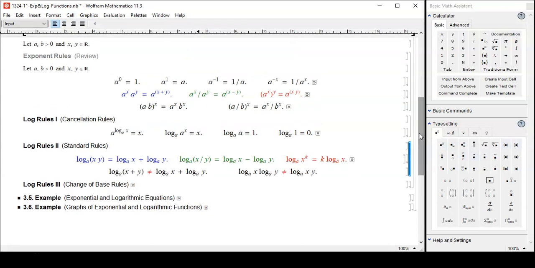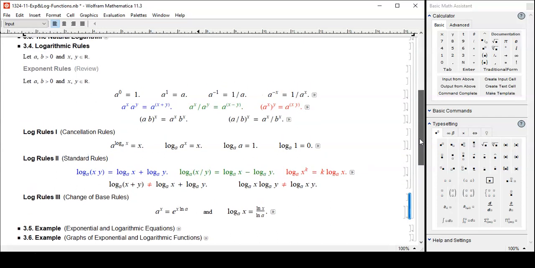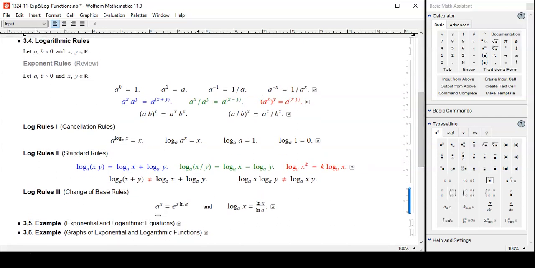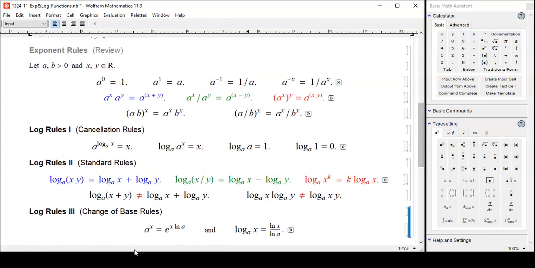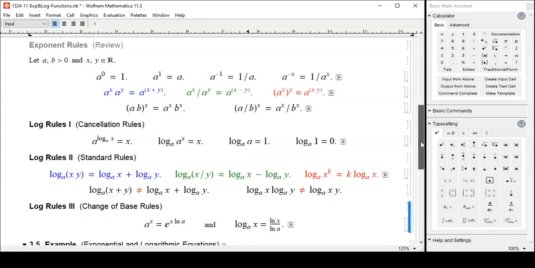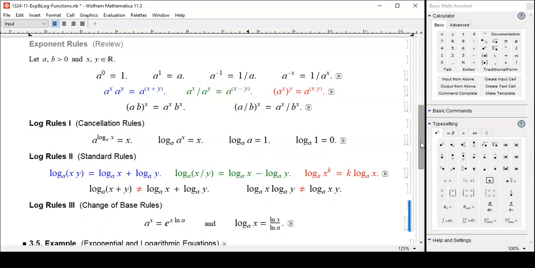Okay, the final log rule is the change of base rule and goes like this. Any arbitrary base a to the x power can be converted into natural exponential like this. There are so many exponents, so a bigger font is in order. Okay, that's better. e to the x log of a. And log base a of x can be rewritten as natural log of x over natural log of a. So you can rewrite arbitrary logs into natural logarithms, and arbitrary exponentials into natural exponentials, through these conversion formulas.